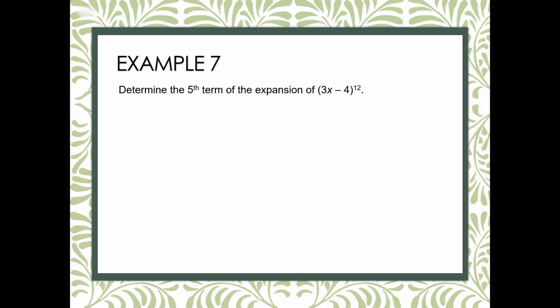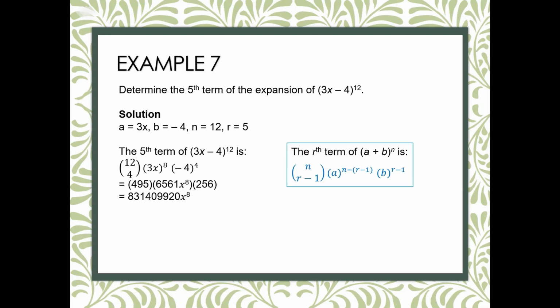Refer to example 7. You need to determine the fifth term of the expansion of (3x minus 4) to the power of 12. For this example, a equals 3x, b equals negative 4, n equals 12, and r equals 5. Substitute these values accordingly into the formula and simplify. You will obtain 831409920x^8 as the fifth term of the expansion.